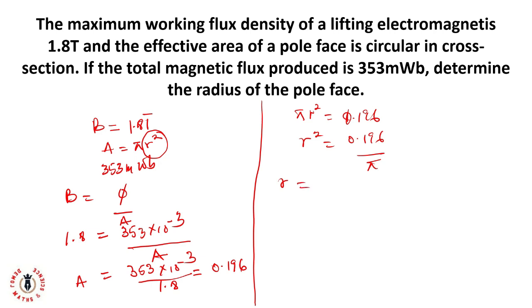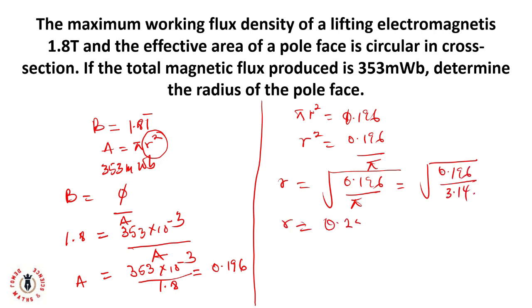R squared will be equal to 0.196 over pi. Obviously, r will be equal to the square root of 0.196 over pi. We know that pi is equal to 3.14. That's 0.196 divided by 3.14, which is 0.0624, and the square root is approximately 0.25 meters.